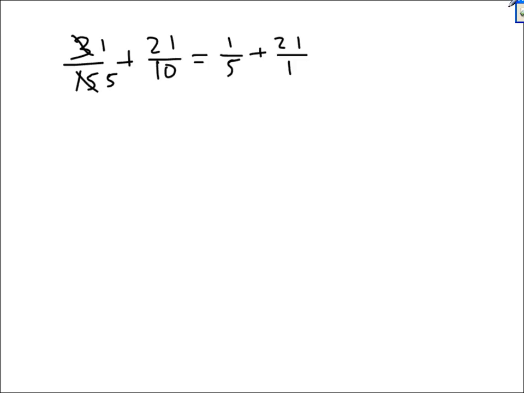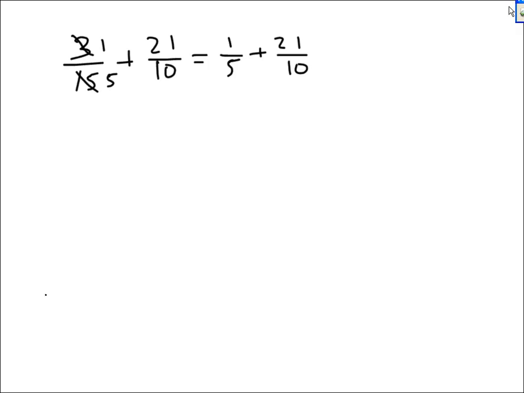You have 1 over 5, and you want to add, say, 21 over 10. Okay, say 3 over 15. The first thing I would do is say, you know what, 3 goes into each of those numbers. I really want to add these two numbers, and I want to find the LCD of the denominators.